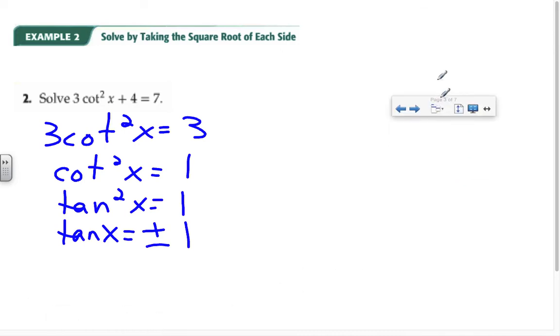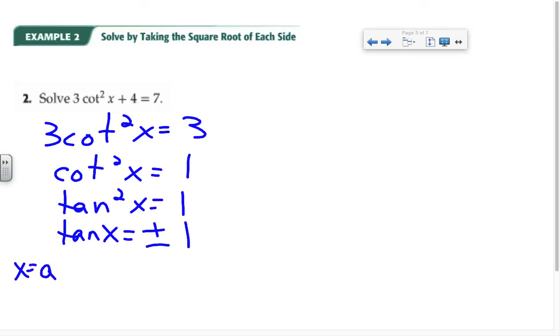And so I'm looking for the values in the unit circle where the ratio of y over x is 1, or negative 1. So x equals the arc tangent of positive or negative 1. So we're looking for x and y coordinates to be the same value, not necessarily the same sign, since here positive or negative works.